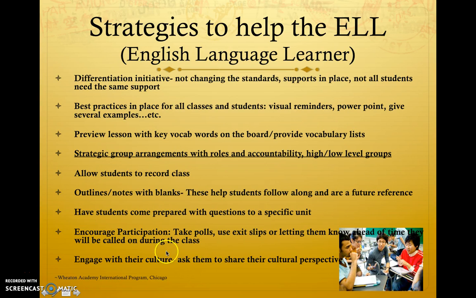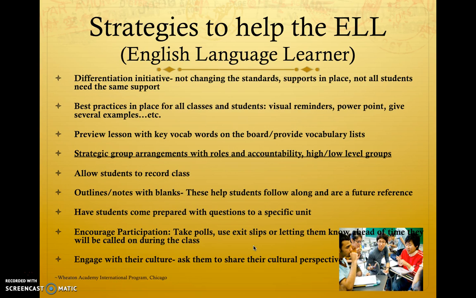Part 4, we left off on letting them know ahead of time that they will be called on during the class. I use this with one of the international students that I have in English class. When I either group them or pair them up, I let the whole class know that, for example, the recorder in the group, whatever the role is, is going to share number 3.